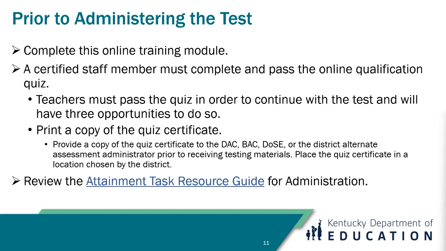Teachers will complete both the Alternate Kentucky Summative Assessment Overview and AT training modules and pass the online qualification quiz prior to receiving or administering the attainment tasks. Teachers will need to print a copy of the quiz certificate for the DAC, BAC, DOS, or the District Alternate Assessment Administrator to store in a location selected by the district.